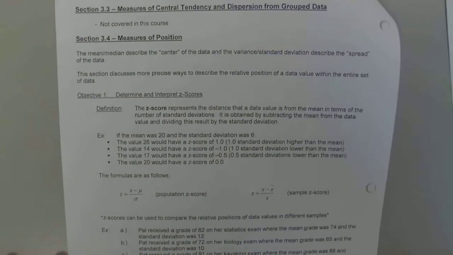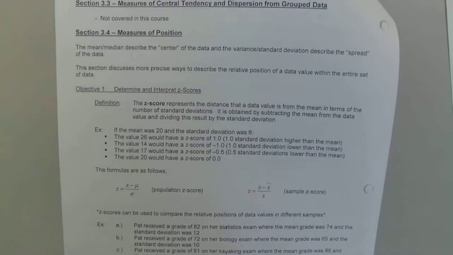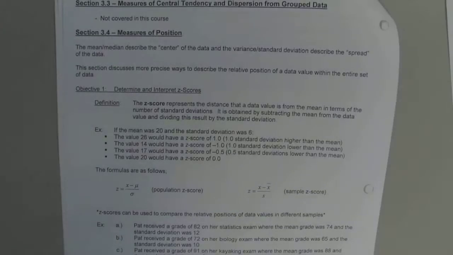So 3.4 is still going along with what we've learned. Measuring the middle, measuring the spread. Now we're measuring position. So when we did 3.2, measuring the spread, it was kind of position, but it was all related to the mean. And 3.4 just means where do I lie compared to everybody else, all right? So it's different ways to interpret where you lie compared to the rest of the data.